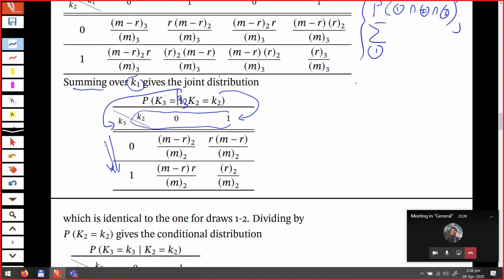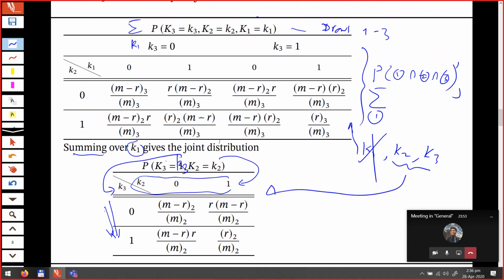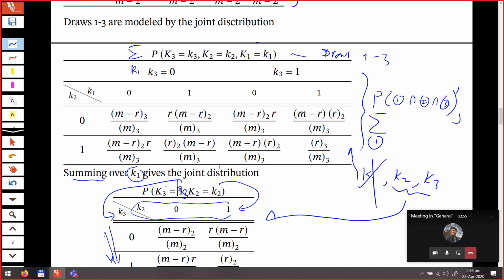And because that table has 3 variables, K1, K2, K3, and you are summing over K1, that will disappear and you will be left with a table which is only for K2 and K3. You got it? Now you must be asking why we have K3 is equal to 0 and K3 is equal to 1. This is because in a two-dimensional table I must do something.